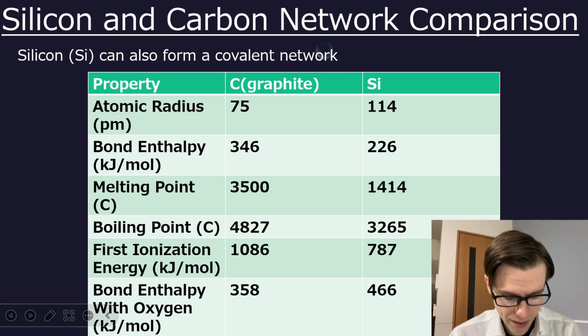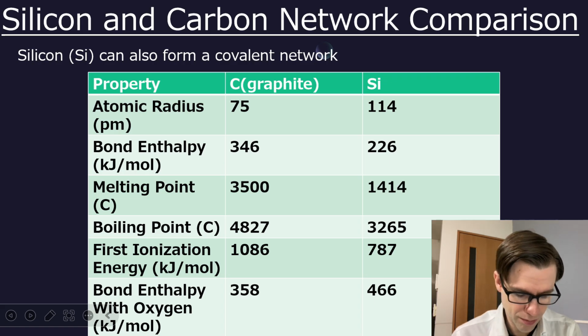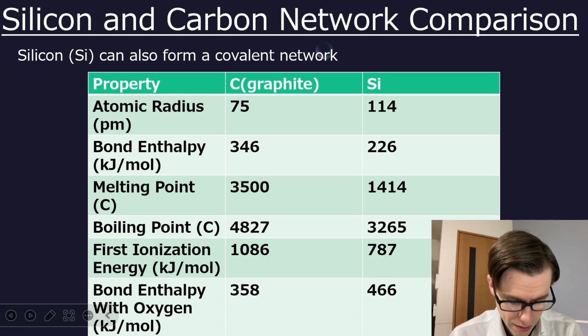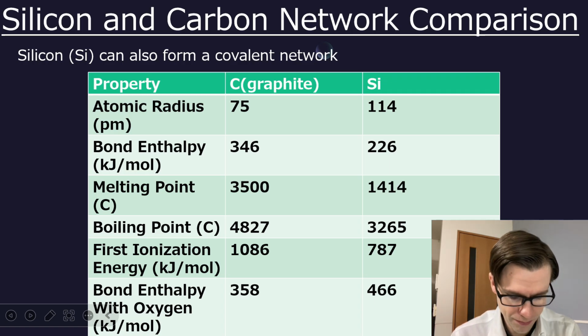Melting point, graphite, very high, 3,500 Celsius, whereas silicon is about half that, or less than half, 1,414. Again, probably due to silicon's lower bond enthalpy there. Boiling point, very similar, much higher for graphite, slightly lower for silicon.